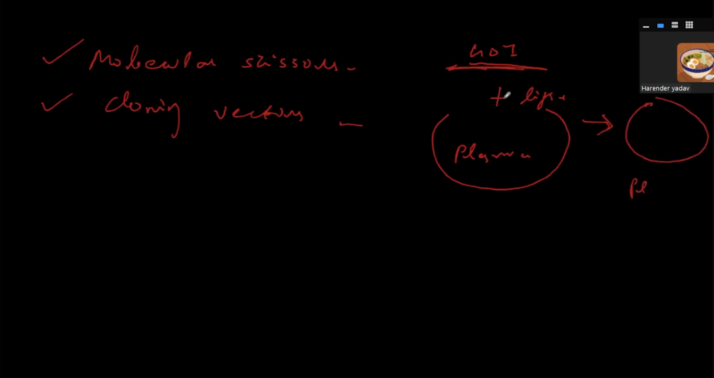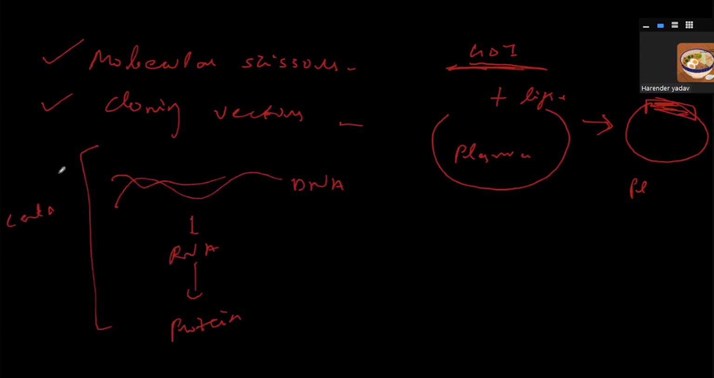Now this gene of interest needs to be amplified. We know that from the DNA we get RNA, and from RNA we get a protein. This is the central dogma of life. This is well known, and it has been known for more than 70, 80 years now. So now we know this.